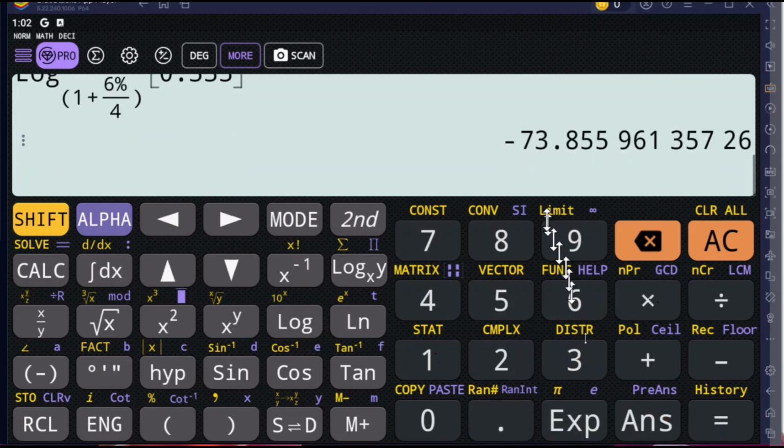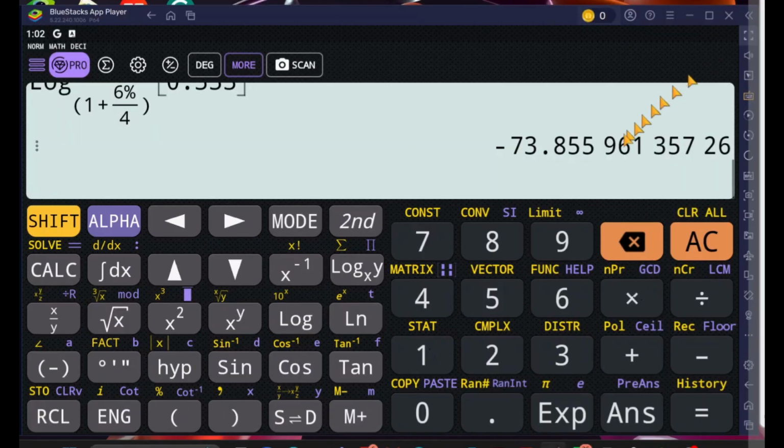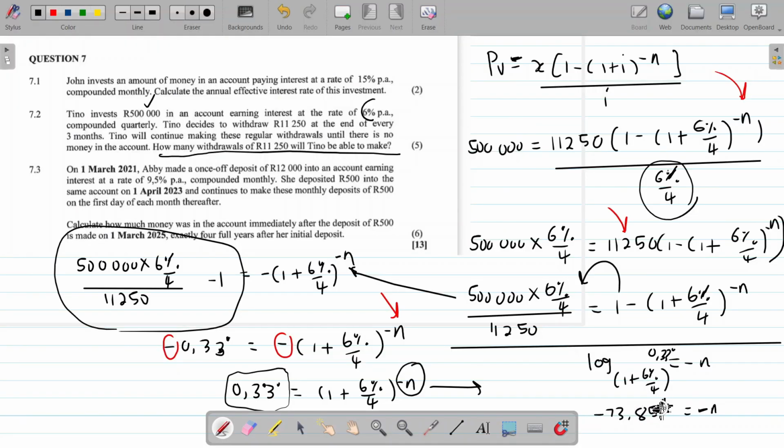Put that on the calculator, I get minus 73.855, which means that my minus N is minus 73.855. Let me just see it again. 73.855. So now multiplying both sides by minus 1, I get my N as 73.86, rounding it off to 2 decimal places.